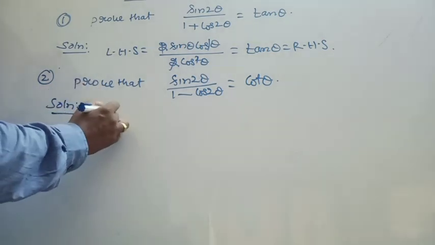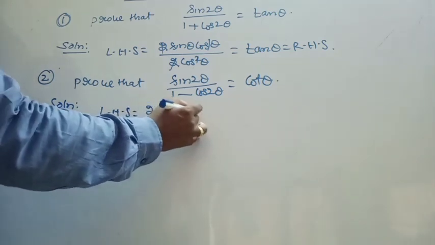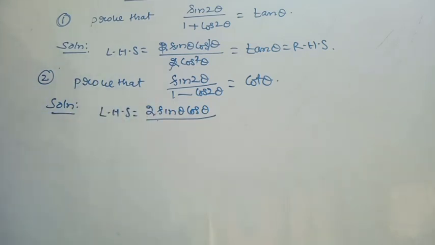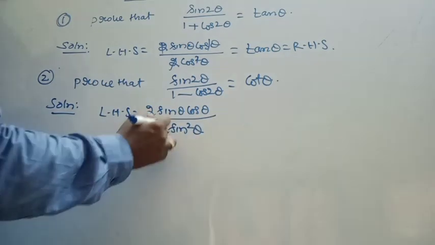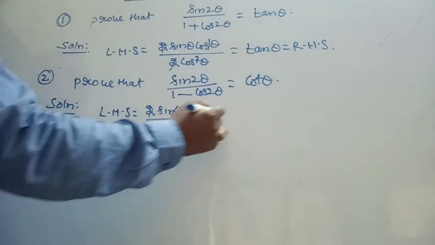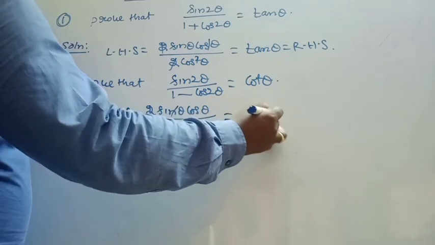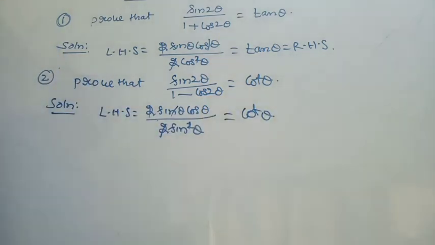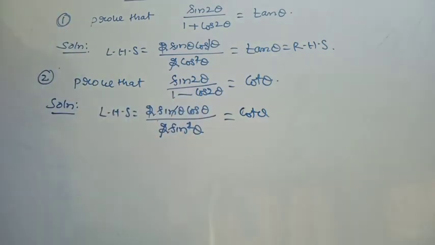Left hand side, you take sin 2 theta. Sin 2 theta equals what? 2 sin theta cos theta. And 1 minus cos 2 theta is nothing but 2 sin square theta. Now 2 will cancel, 1 sin theta, 1 sin theta. Now cos theta by sin theta is equal to cot theta. You see how beautifully we have got this particular result, cot theta, because cos theta by sin theta, right?